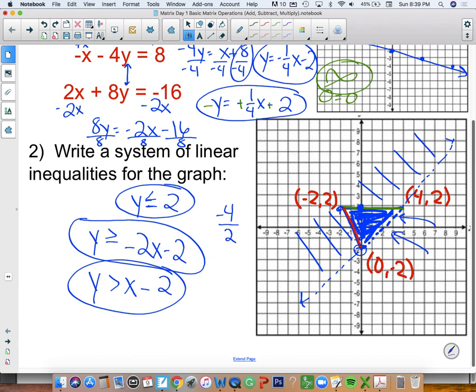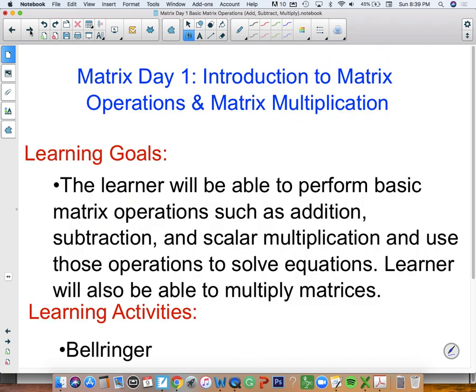Okay, all right, the lesson for the day is this: Introduction to matrix operations. So that would be addition and subtraction, and then multiplication as well.